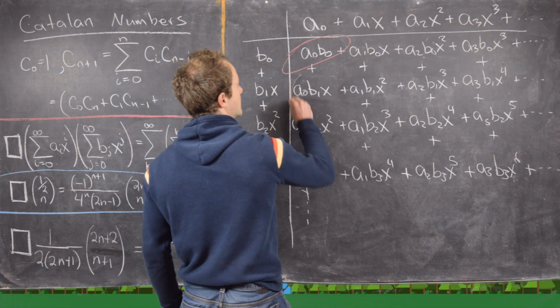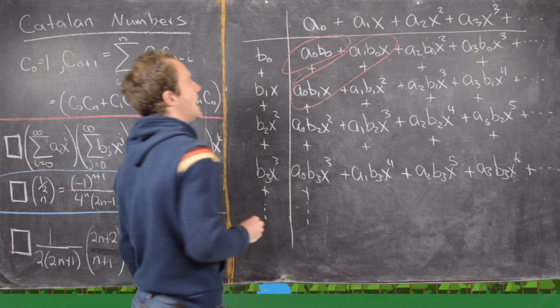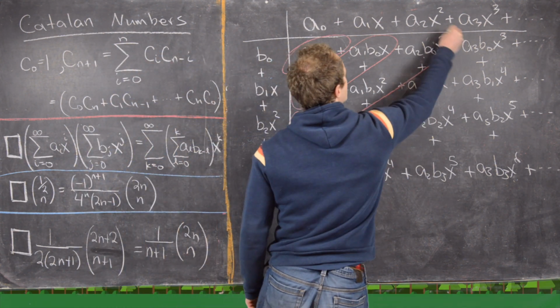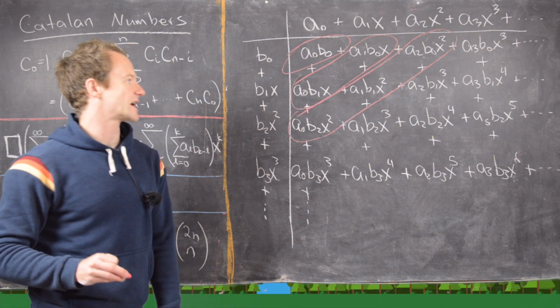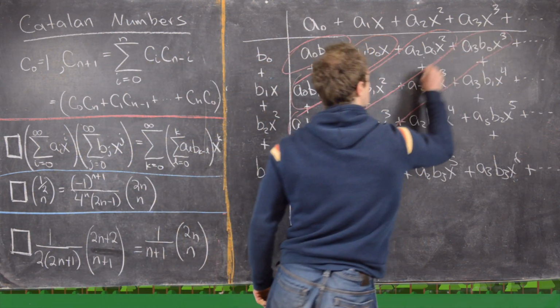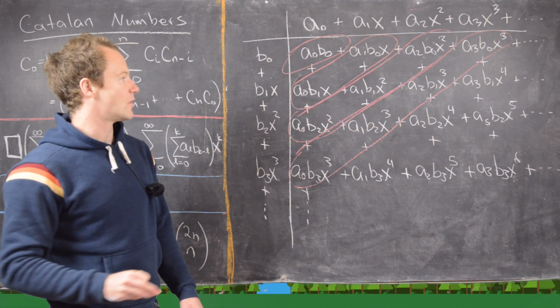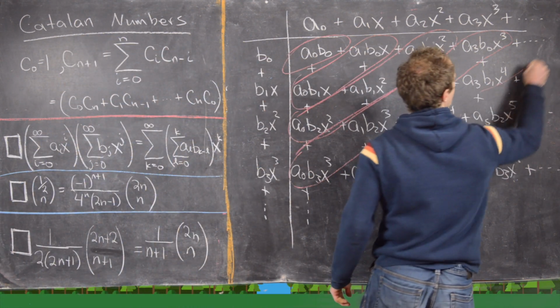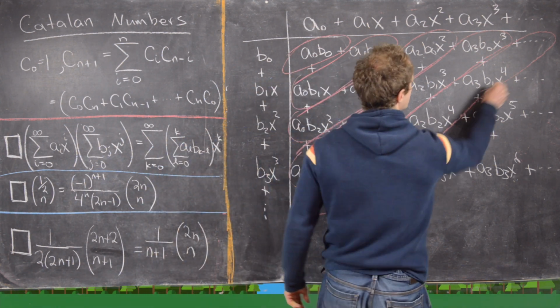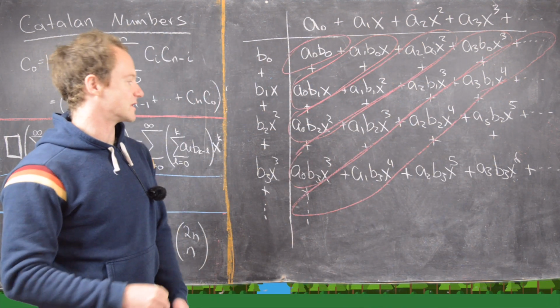Everything on this diagonal is x to the 1st power. Everything on this diagonal is x to the 2nd power. Here we have x cubed, and then so on and so forth. So x to the 4th is going to extend up here, and then extend down here, and then we keep going and going and going.